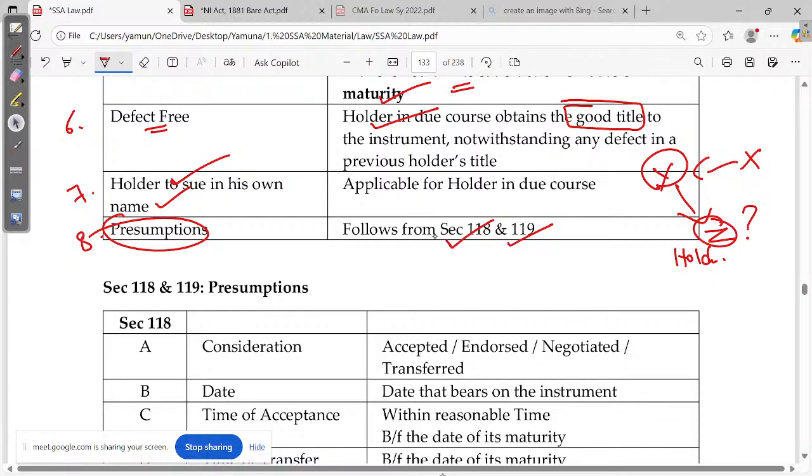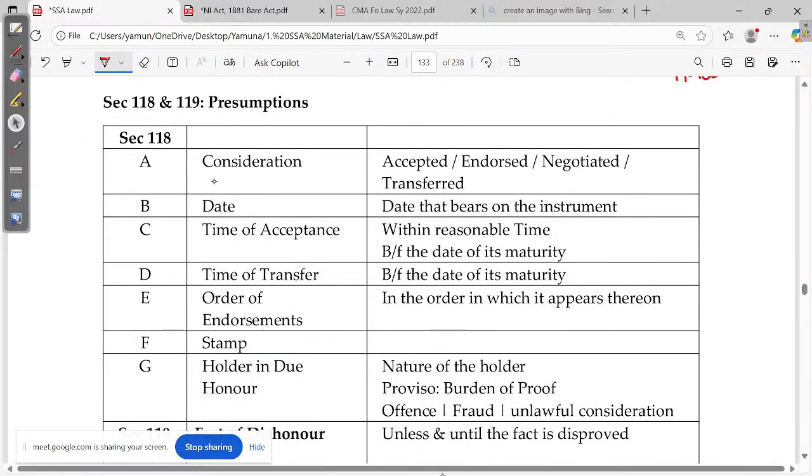Apart from a promissory note, a bill of exchange and a check, what are the other instruments following these characteristics? You can clearly say it is a negotiable instrument. Okay. So what section 118 says is, first thing, 118 plus subsection A says consideration. Second, date. Third, at what time it has been accepted, at what time it has been transferred, order of endorsement from A to B, A to C, or A to F. Order written on the order.